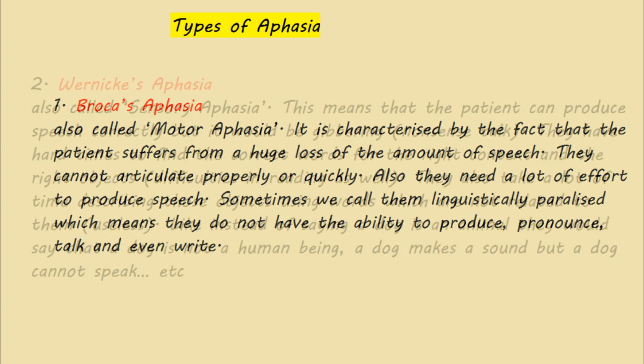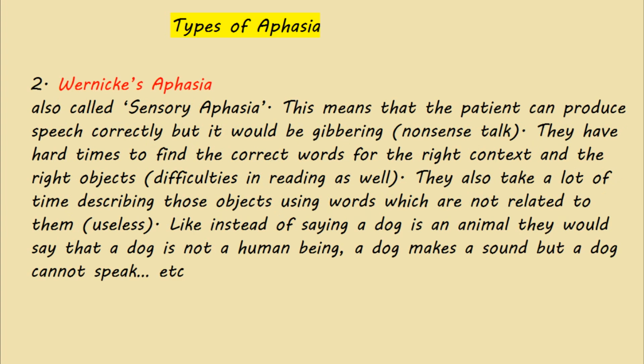Then we have the second type of aphasia, which is Wernicke's aphasia, also called sensory aphasia. This means that the patient can produce speech correctly, but it would be gibbering. And gibbering means nonsense talk, if you want. They have a hard time finding the correct words for the right context and the right objects. They also have difficulties in reading. In addition to that, they take a lot of time describing objects, using words which are usually not related to those objects.